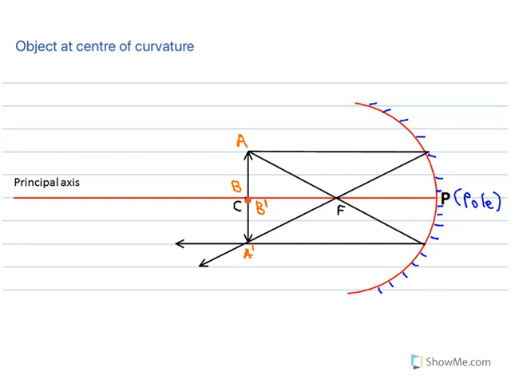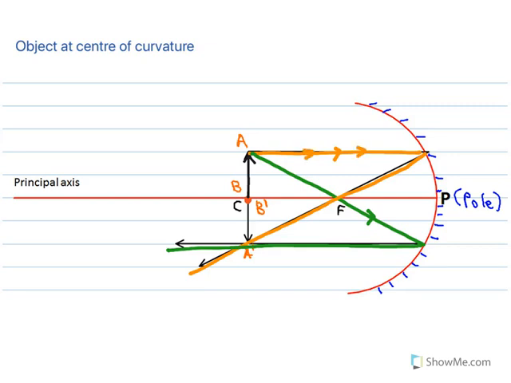Now object at center of curvature. So here is the center of curvature and the object is kept exactly at the center of curvature. So here is the object. From here we are going to draw two rays, one that is parallel to the principal axis and the other one that is passing through the focus. I'll take that in another color. Two rays. The one that is parallel to the principal axis, after reflection will go through the focus, and the one that is going through the focus after reflection will go parallel.